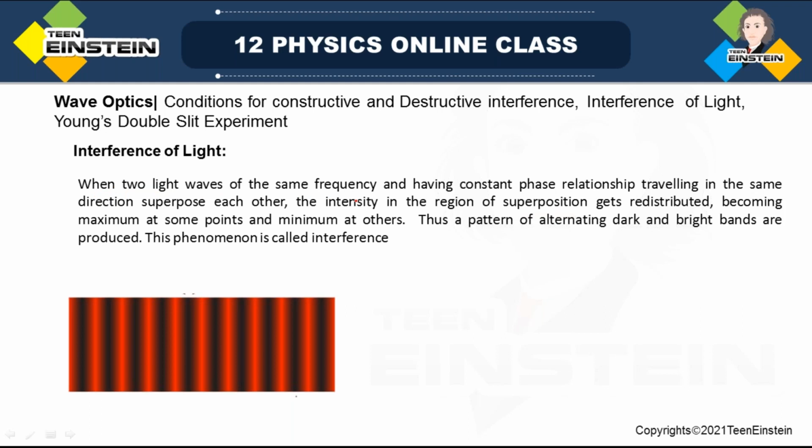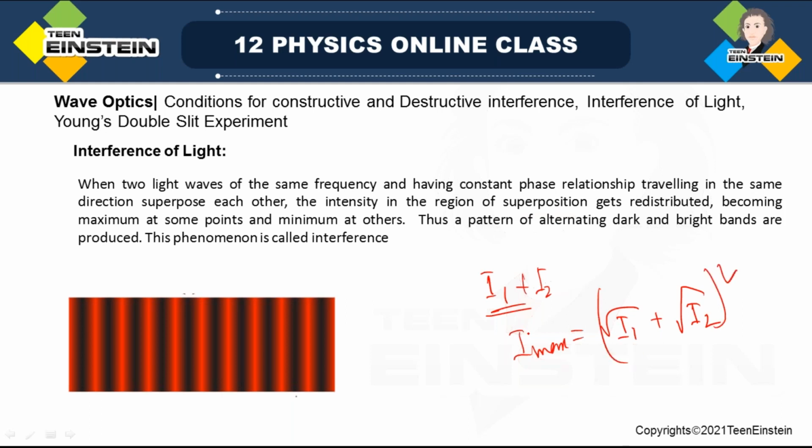When two light waves of the same frequency and having a constant phase relationship, traveling in the same direction, superpose each other, the intensity in the region of superposition gets redistributed. That means it is not like, see, where they superpose, it is not becoming like this. We have seen the maximum intensity, we have found out the expression, right? This is becoming like this, isn't it? It is not just like addition.